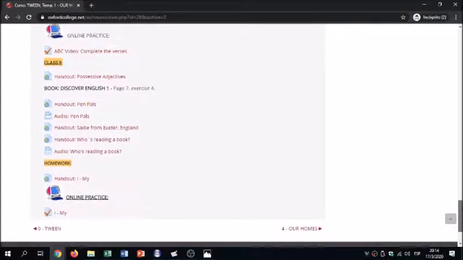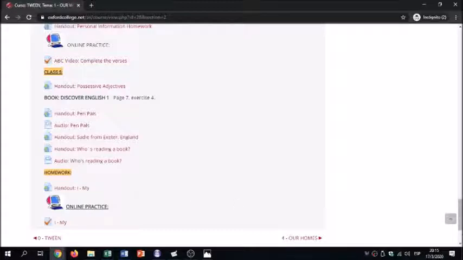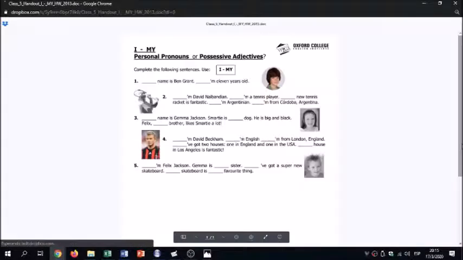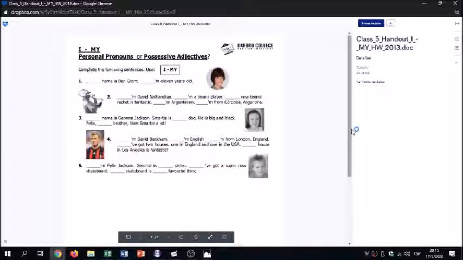Vamos a terminar la clase dándoles tarea. Tenemos para hacer this handout. Okay, very good. Entonces, for the next class, you have to do this handout as homework. And you have to complete the sentences using I or my. Entonces, de tarea tiene que completar este handout utilizando o I or my.